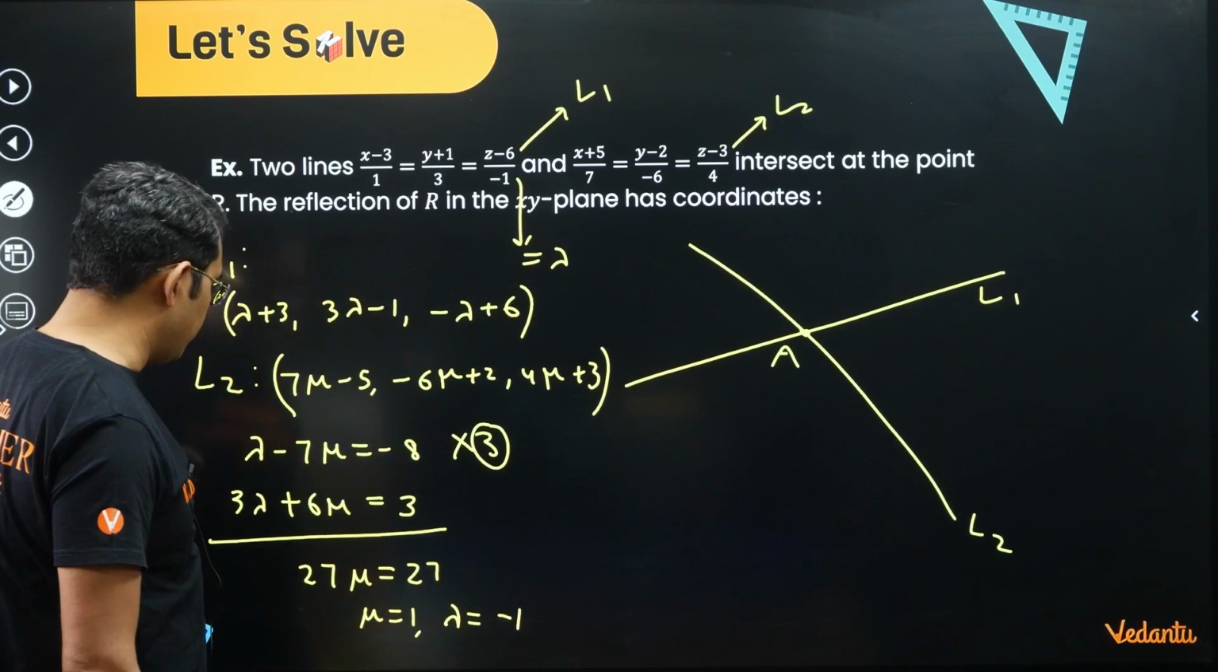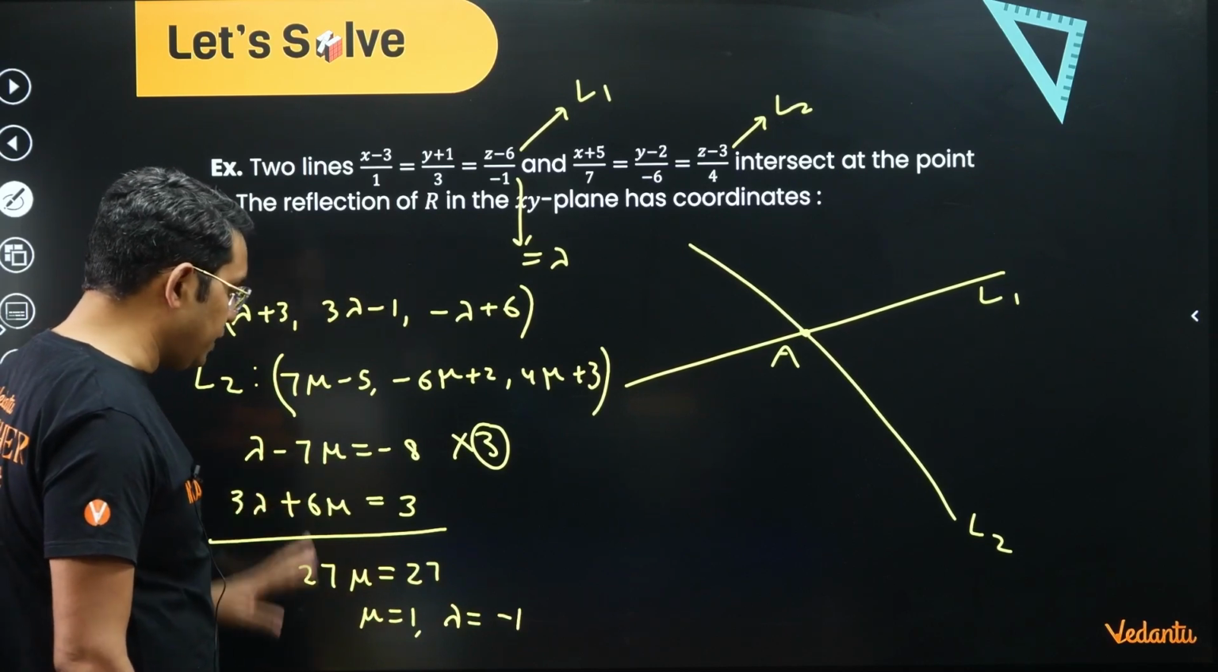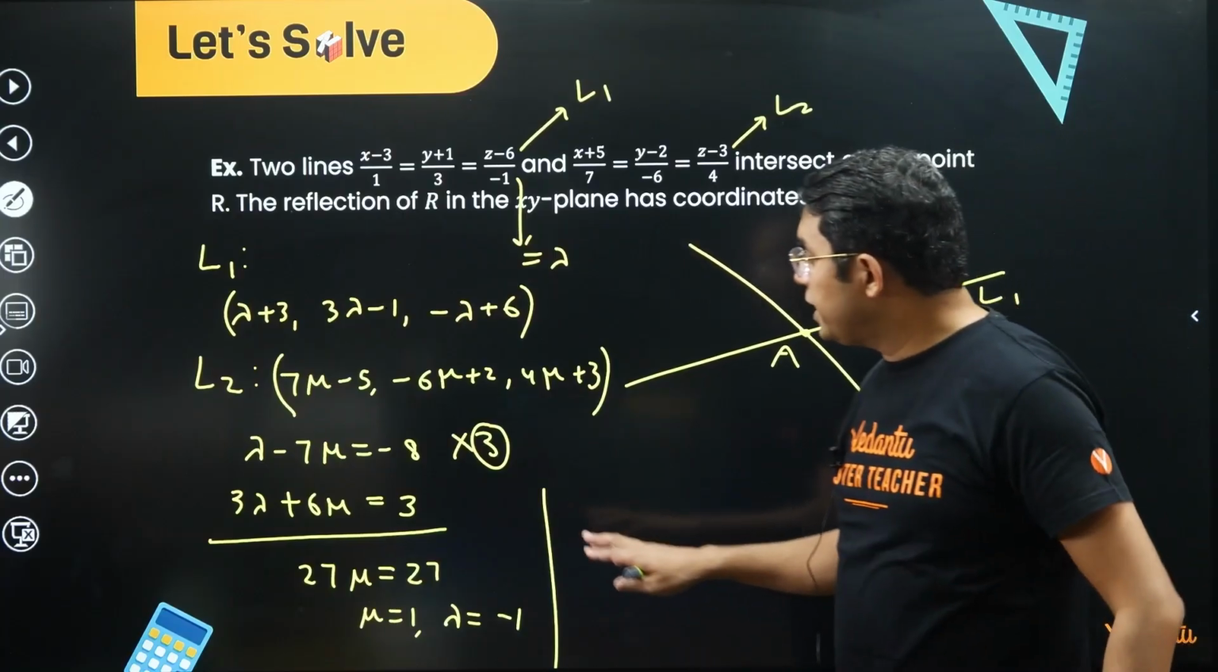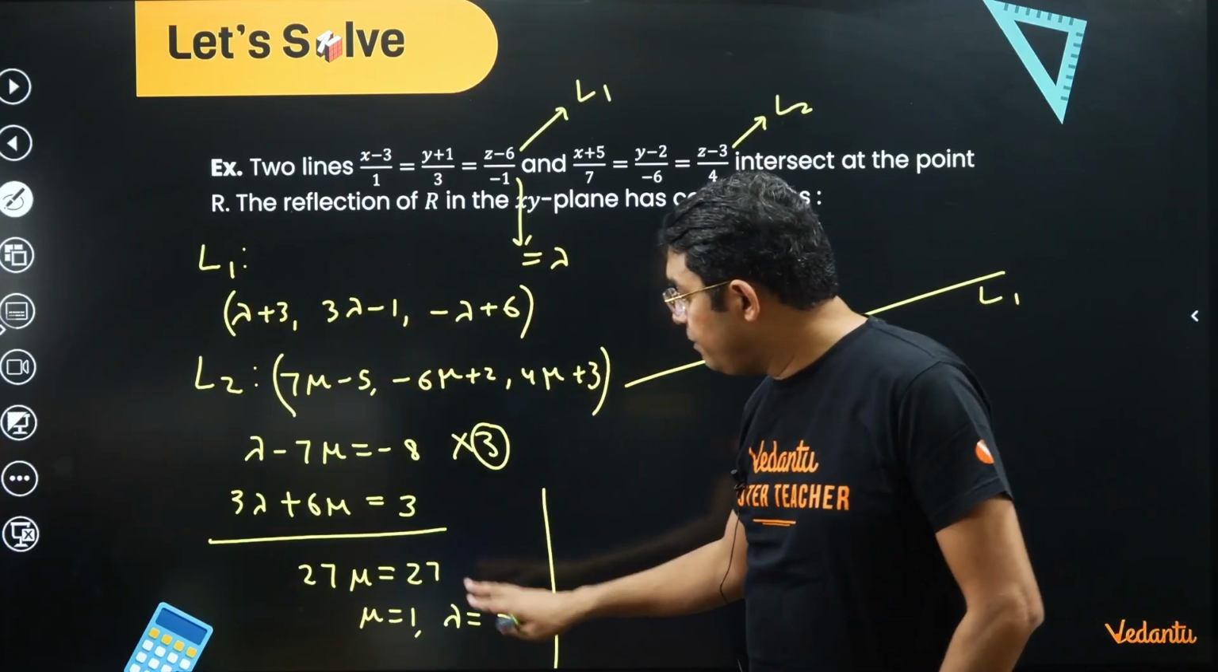Let me check for the second equation also. So -3 plus 6, yeah, 3 only. So these are the values of lambda and mu we are getting. Now let's try to see whether we are getting the same points by putting lambda and mu or not.